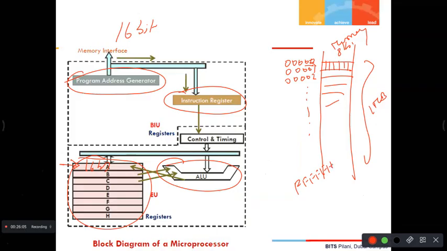Now, the content of all these locations is nothing but instructions or data. Right. So, the microprocessor needs an instruction, right? What to do? It will fetch that instruction from the memory. To fetch that instruction, it requires an address, right? The instruction may be anywhere in this memory. But when the microprocessor needs an instruction, it generates an address, and that address is generated from this program address generator.